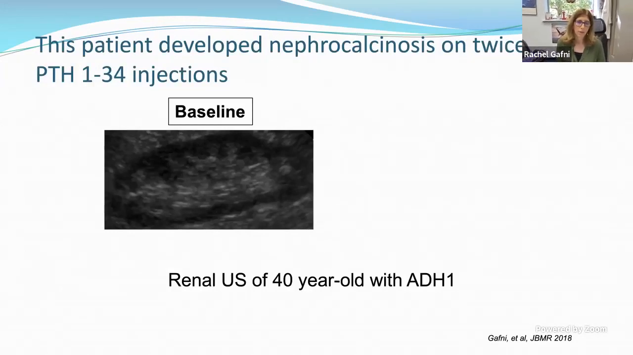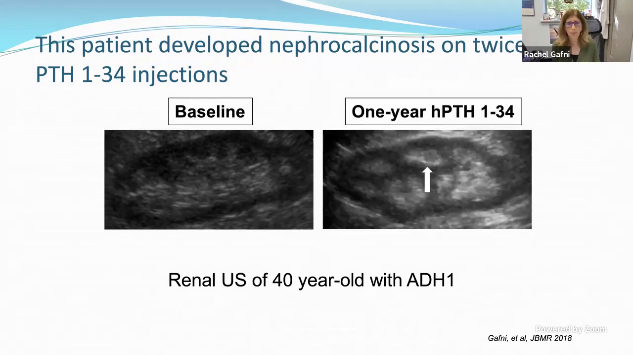In our study of PTH 1-34, this is a kidney ultrasound of a 40-year-old patient who had ADH1, who actually didn't have any nephrocalcinosis before he was on PTH. But after 1 year of PTH twice daily, this is PTH 1-34, he did develop nephrocalcinosis, and you can see these abnormal white deposits that the arrow's pointing to in the kidney ultrasound.